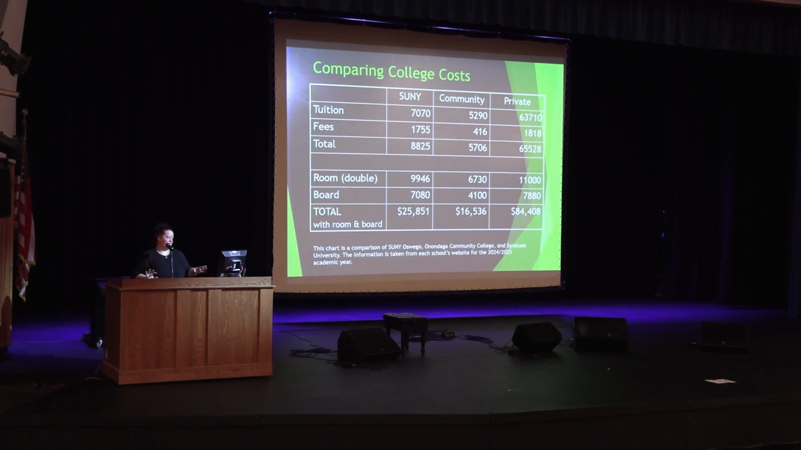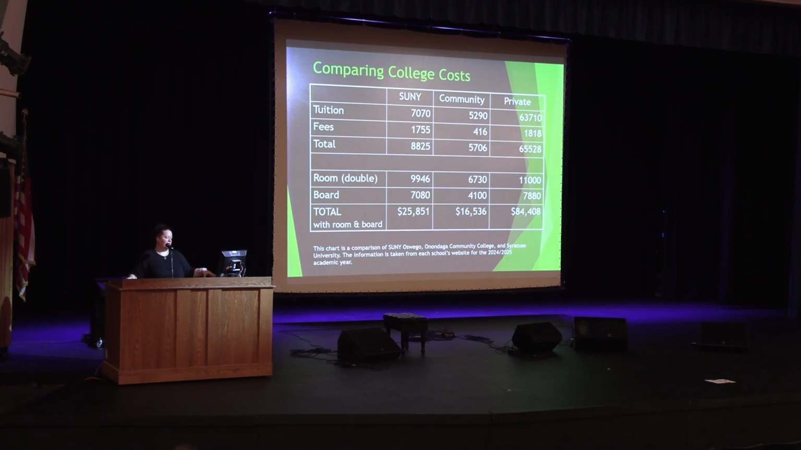College costs. This is a comparison of SUNY Oswego, OCC, and Syracuse University. You can see the main difference is in the tuition. The SUNY Oswego cost per year, and these are billed by semester. You'll see things that can be confusing because you'll see the aid is by the year. You'll see things like this, the cost for the year, but when the bills come out, you're billed by semester.